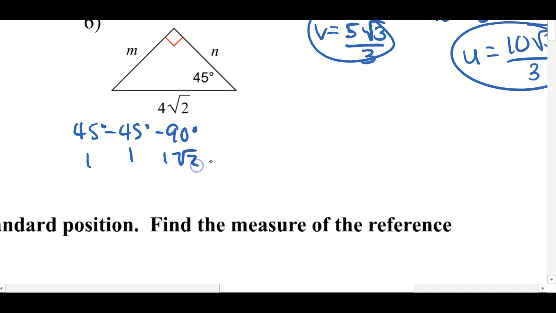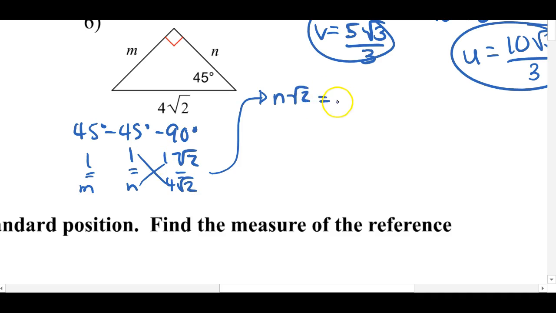One, rad 2. And this will be M, this is N, and then this side is 4 times rad 2. Okay, multiply here. We'll go up here to this spot so we have more room. N times rad 2 equals 4 rad 2 times 1. Divide both sides by rad 2. The rad 2's on both sides cancel out, and it equals 4. So that means this side is 4, and M is 4. Okay, done.